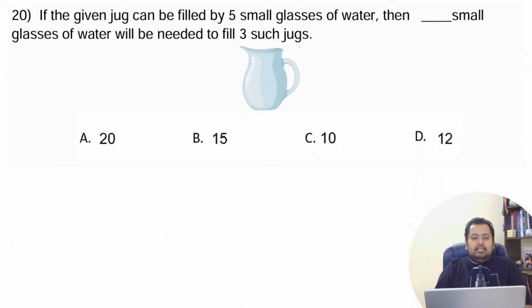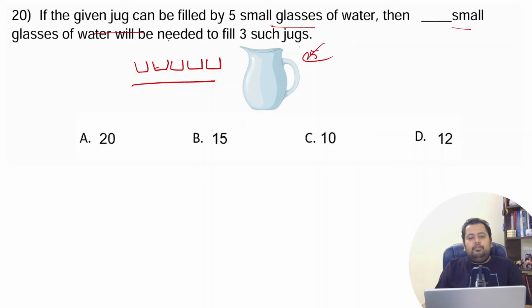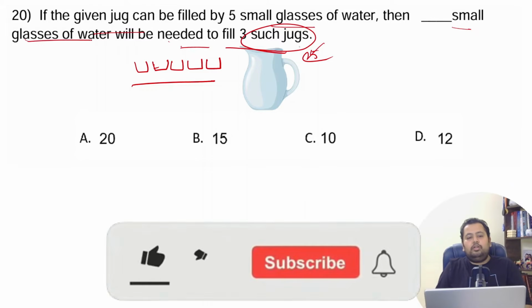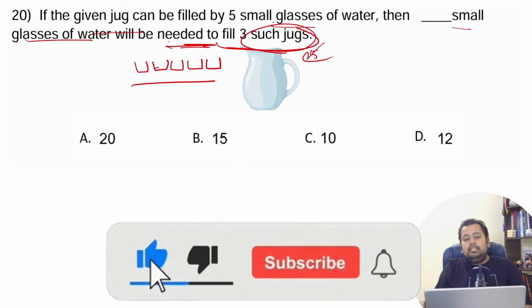If the given jug can be filled by 5 small glasses of water, so in this jug, 5 glasses of water: two, three, four, five. 5 glasses of water are used to fill the jug. How many such glasses of water will be needed to fill three such jugs?